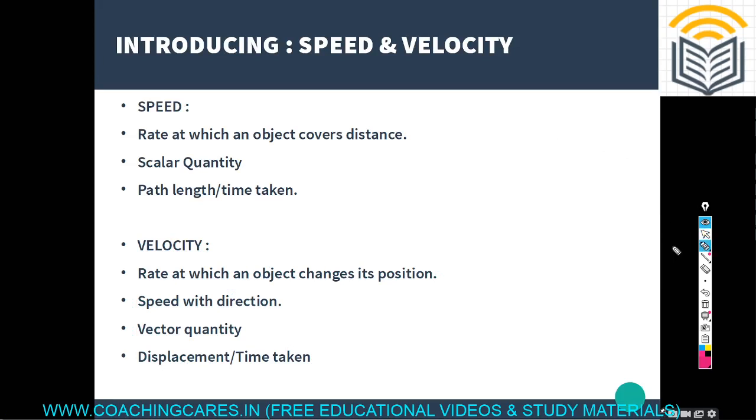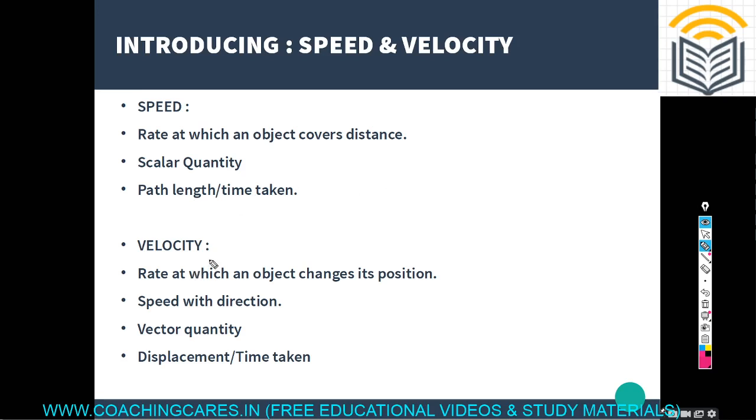So what is the speed? Speed is nothing but the rate at which an object covers the distance. Distance you understand clearly. Distance is basically path length or the trajectory that an object covers in a given time period. This is a scalar quantity. It has only magnitude. There is no direction in the speed. So this is a scalar quantity, and we can say it is path length per unit time.